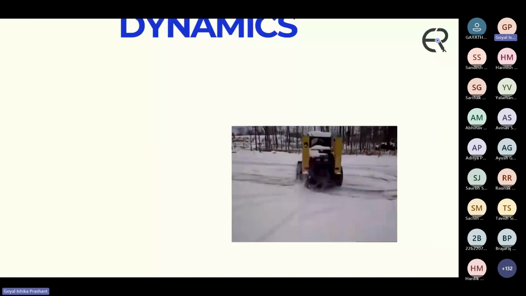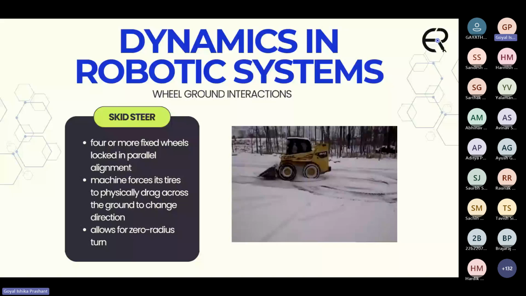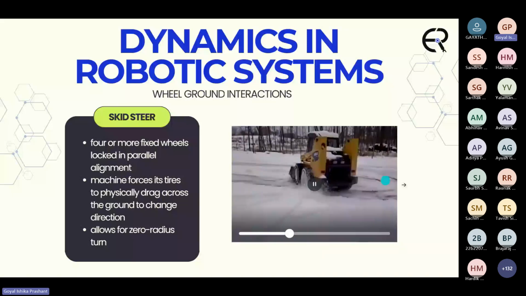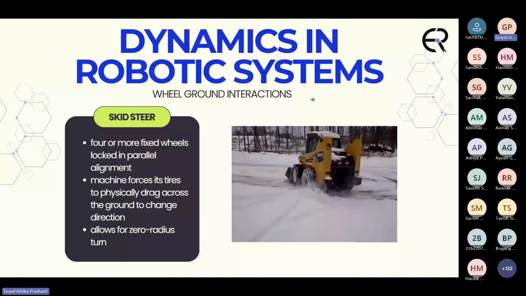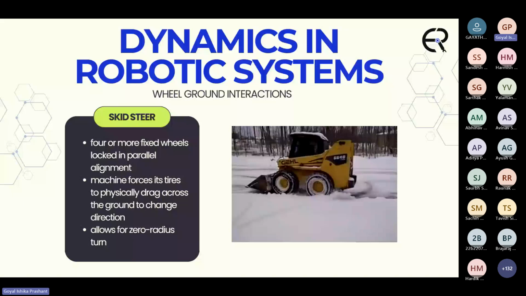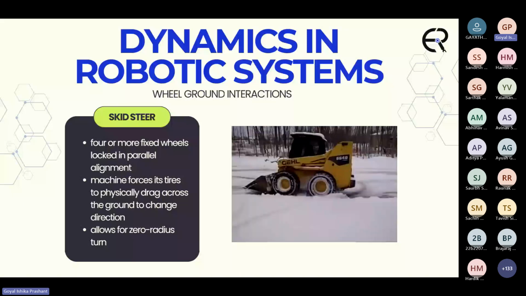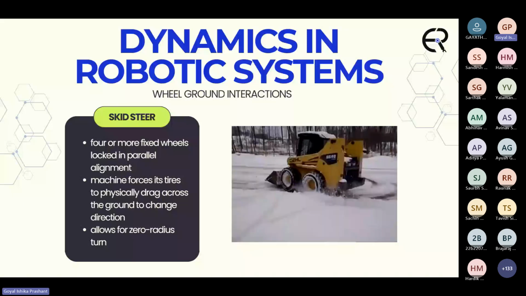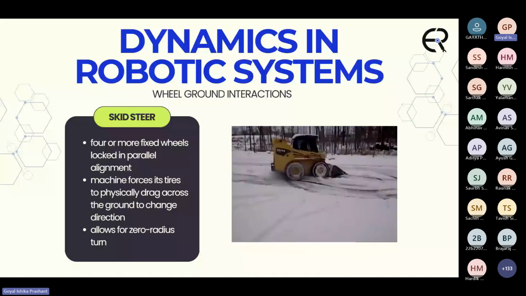Okay, the second kind of dynamics that we study is wheel ground interactions. Now, this here is an example of a skid steer. A skid steer is a vehicle that has four or more fixed wheels locked in parallel alignment. So anytime that you want to turn this vehicle, you cannot just move the front two wheels as you would normally in a car or a truck, right? So how it makes a turn is by physically dragging its tires across the ground.